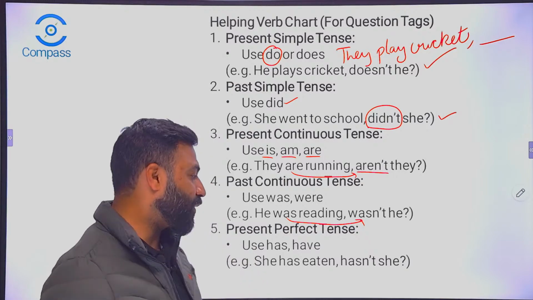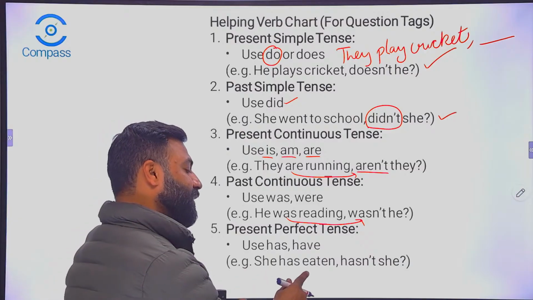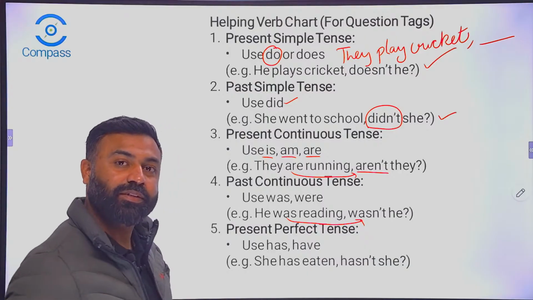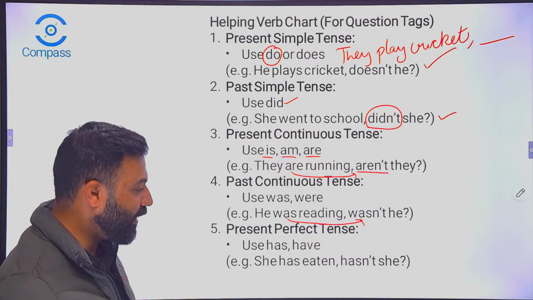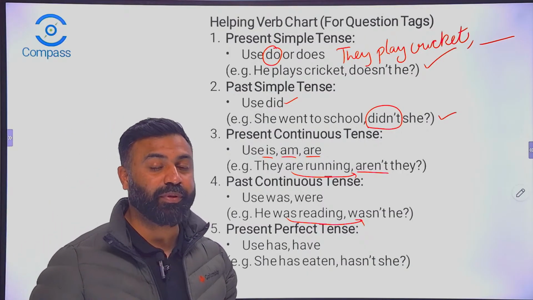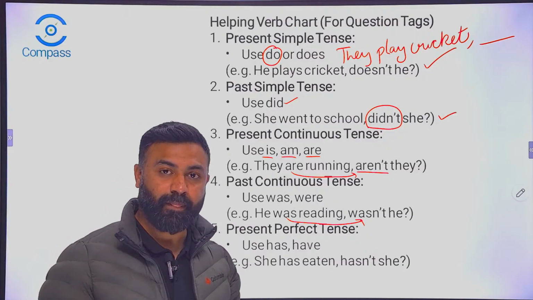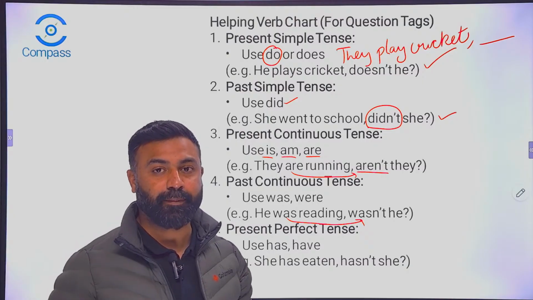So let's come back to the topic. She has eaten, present perfect. That's why hasn't she. All right. So I gave you an example. I have a beautiful house. The answer is going to be don't I. We are not going to write down haven't I.